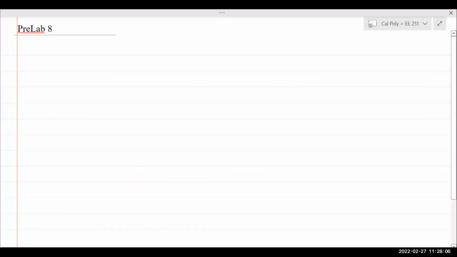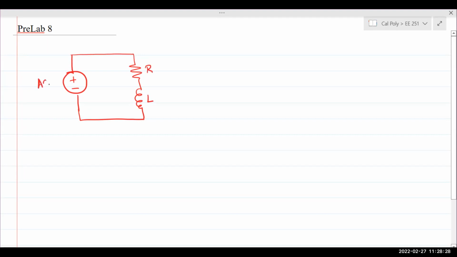So here, if we have a circuit, let's say that AC power is being applied and you have a load. The load comprises an inductor and a resistor. Now this is AC voltage, and of course, you'll have some current I flowing through the circuit.